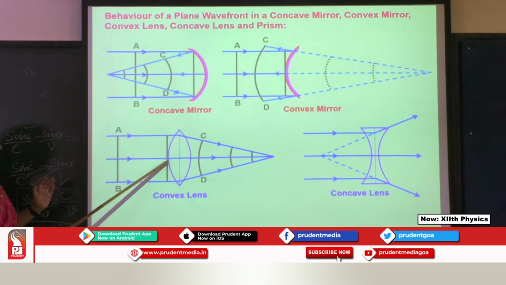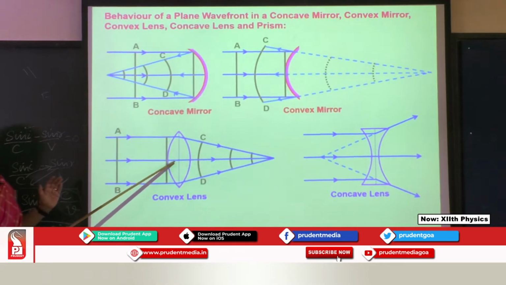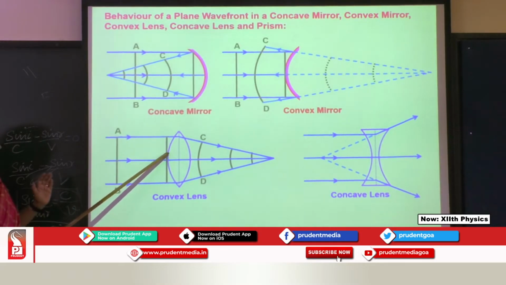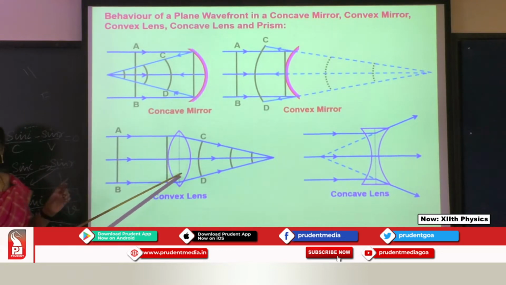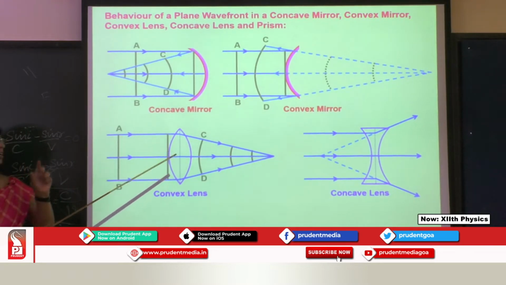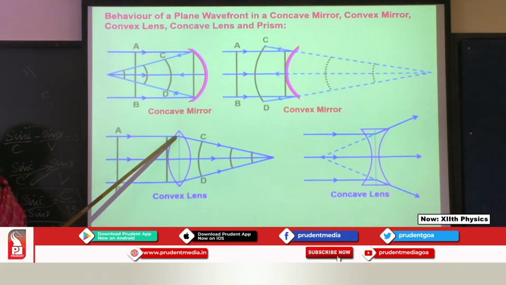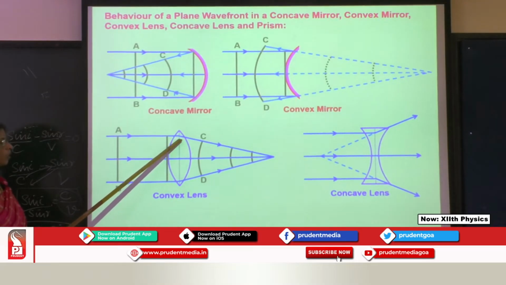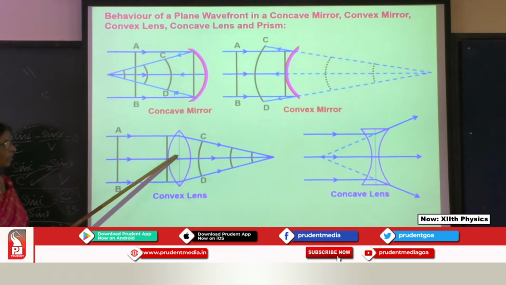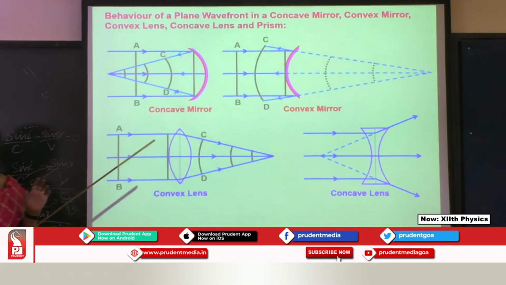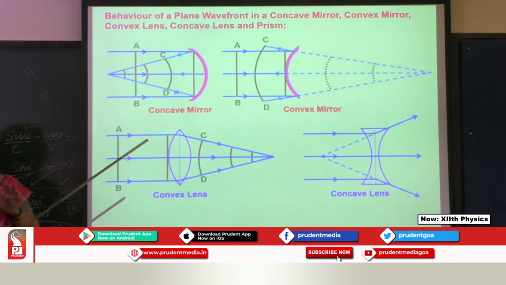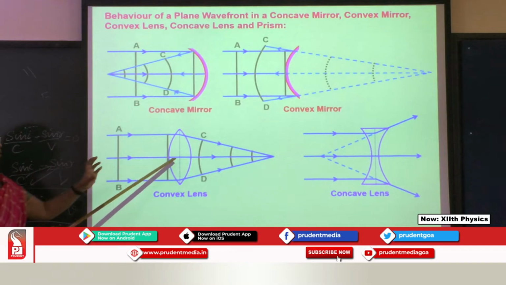But after reaching, which is the point first reaching? The mid portion of the plane wave. But it travels a longer, thicker portion of the lens, whereas though the other points reach a little late, they travel a smaller, thinner portion compared to the middle. So it's a denser medium, it cannot travel faster. So it travels slowly through it.